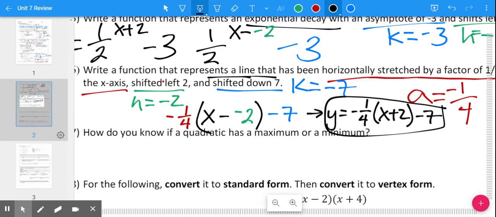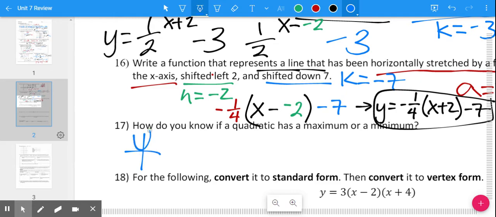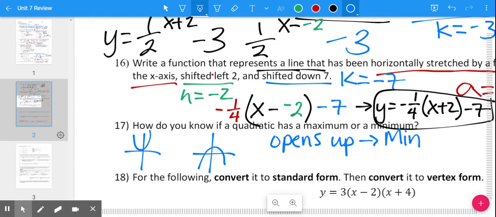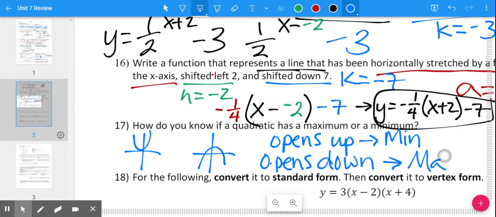So how do you know if a quadratic has a maximum or a minimum? The two ways we look at quadratics is that it opens up or it opens down. So if it opens up, it has a minimum. If it opens down, just like in the picture, it has a maximum.